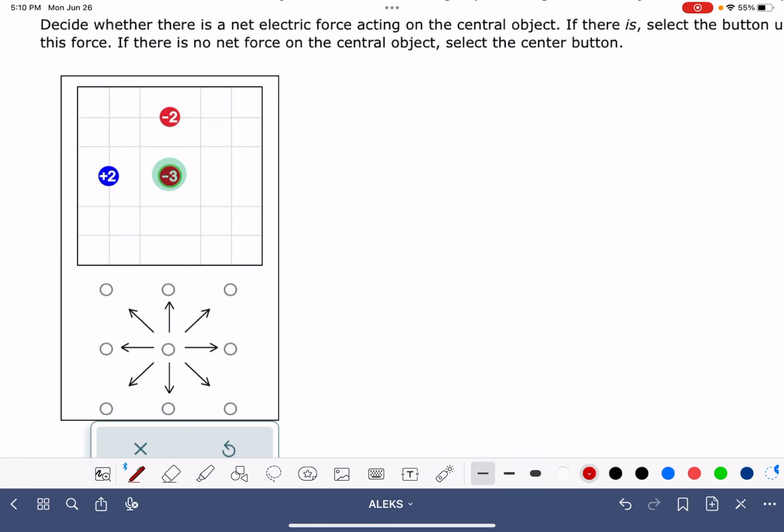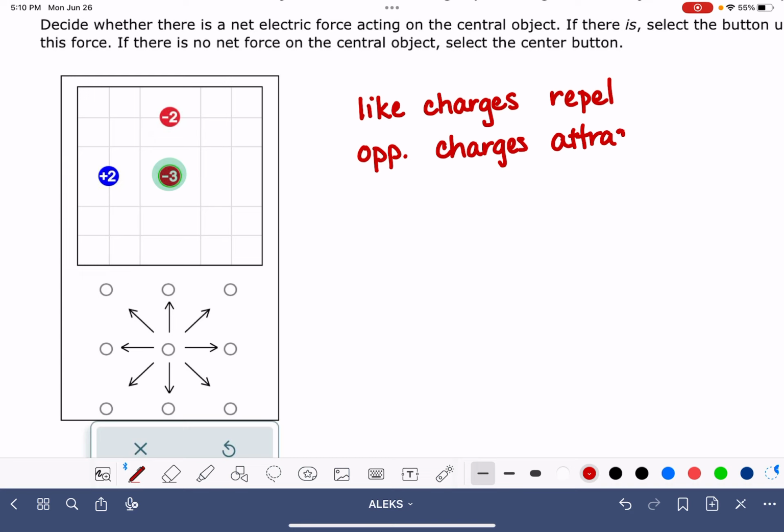To help us solve this problem, we're going to keep in mind that like charges, things that have the same charge, either both positive or both negative, are going to repel each other, and opposite charges are going to attract each other. And since our charges are going to have the same magnitude, and they are also going to have the same distance to that highlighted charge, the magnitude of the forces are going to be exactly the same.